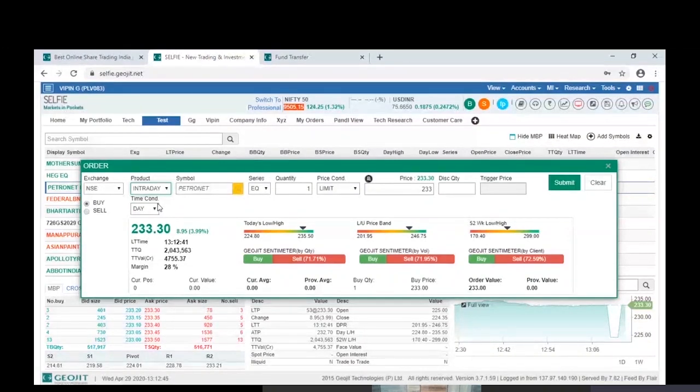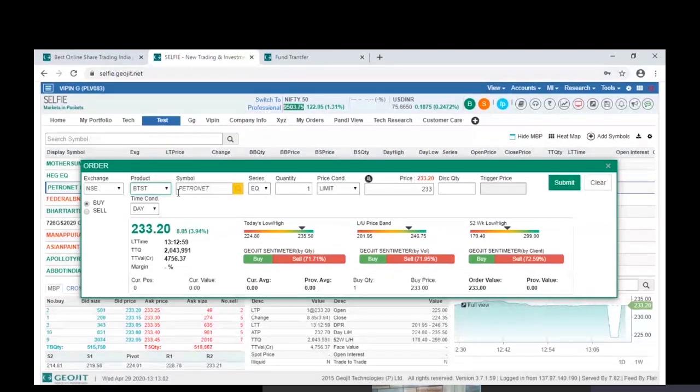Similarly, there is another short-term delivery product called BTST. That means if you would like to extend your margin, say for example, as of today, within 20%, I am ready to pay the margin for Petronet, and I want to take it beyond for 4 or 5 days. So that you can do in this product, BTST.